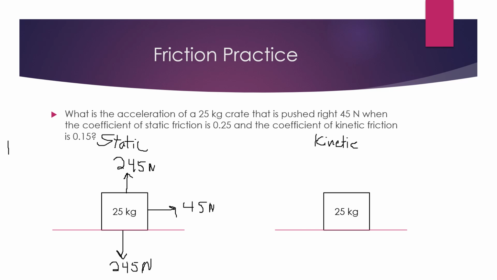So we are going to use the friction equation. The force of friction equals 0.25 times 245, the normal force. So when I do 0.25 times 245, I get 61.25. Okay, so that means this arrow is going to say 61.25.